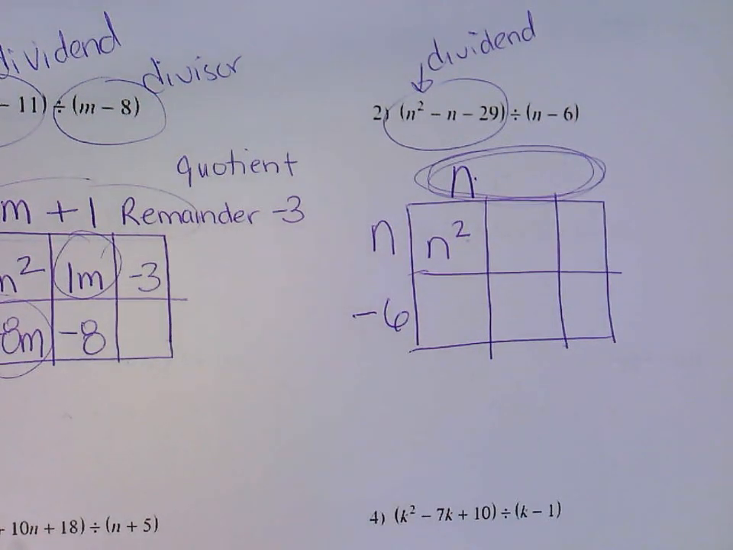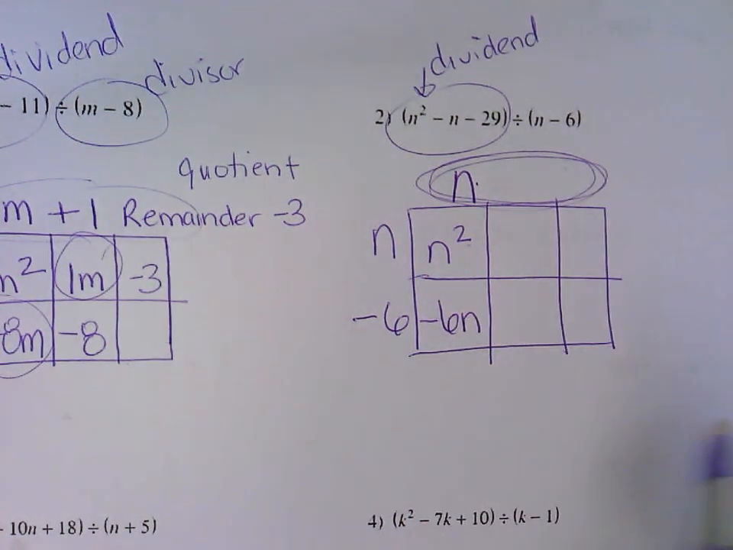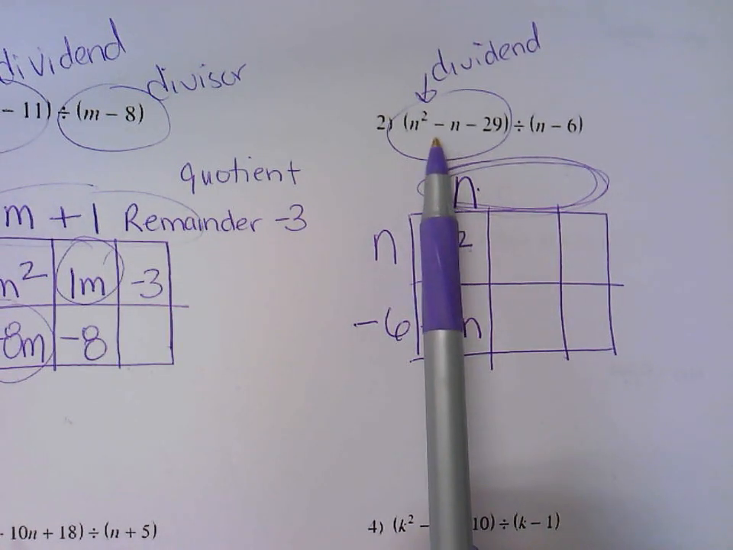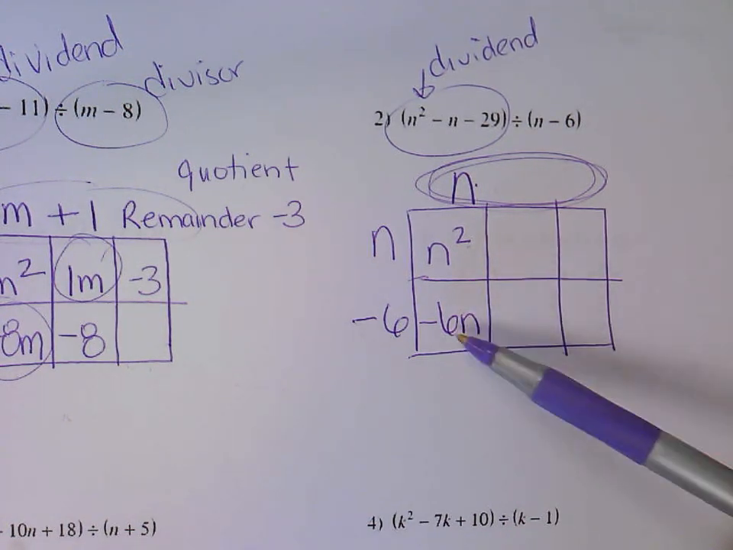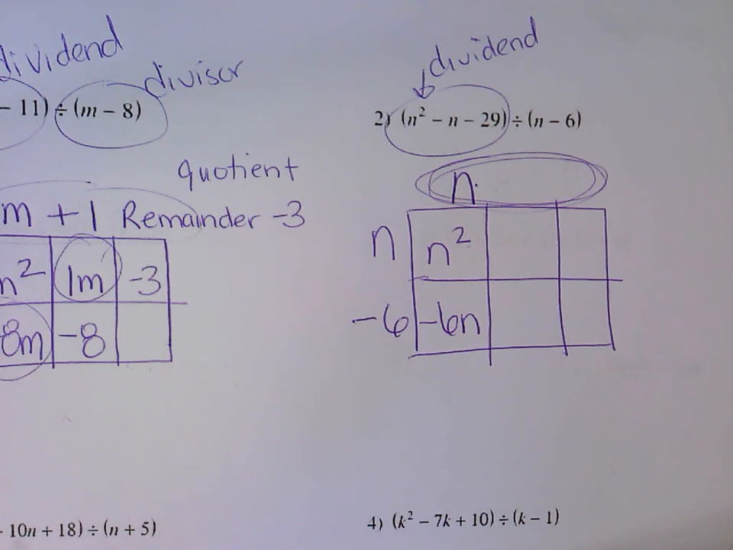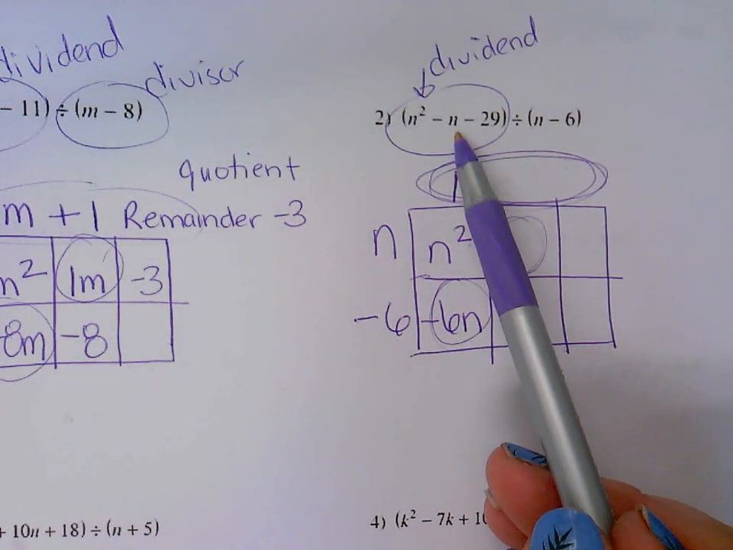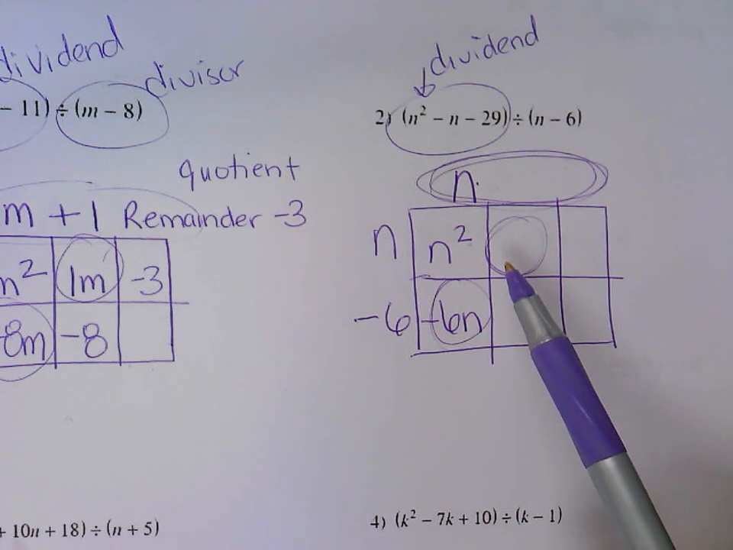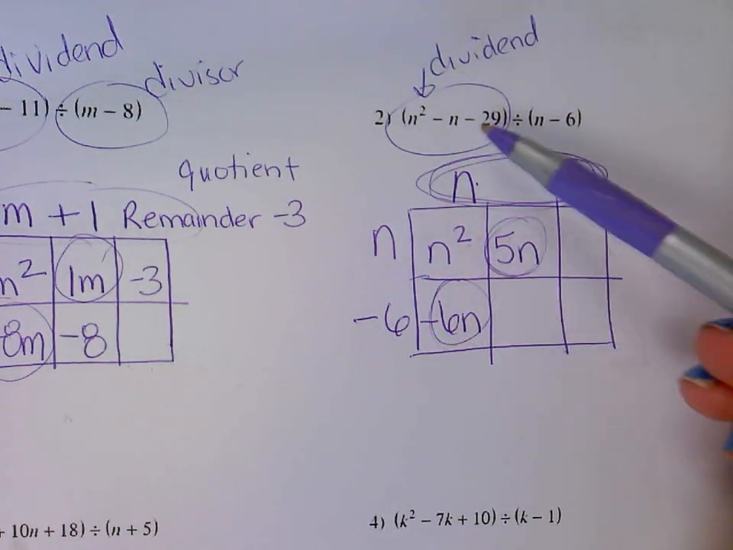And now what should be your next step? You multiply to get this box, which is negative 6n. How many n is in our dividend? Negative 1n. So what has to go here so that together they add up to negative 1? So on the diagonal here, these two together, combined like terms, they have to add up to negative 1n. So how many n should I put in this box? 7? 5, right? 5n. Because I have positive 5, negative 6, that adds up to negative 1n.